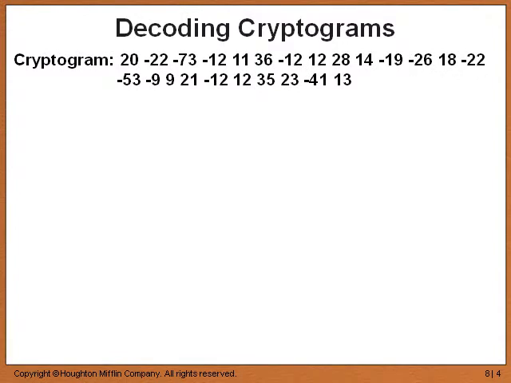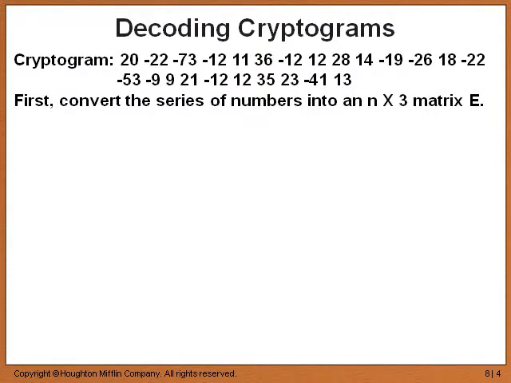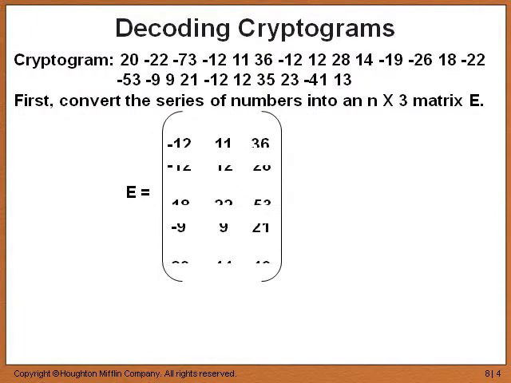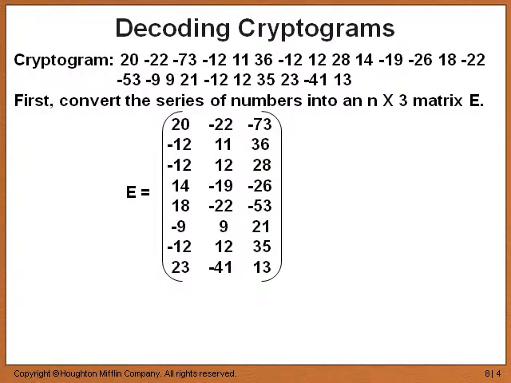All right, so the cryptogram that we got from the last screen is 20, negative 22, negative 73, negative 12, 11, 36, negative 12, 12, 28, 14, negative 19, negative 26, 18, negative 22, negative 53, negative 9, 9, 21, negative 12, 12, 35, 23, negative 41, 13. All right, that cryptogram, we want to decode it. Well, first we're going to convert the series of numbers into an n by 3 matrix E. And that matrix E is this matrix, 20, negative 22, negative 73, etc.